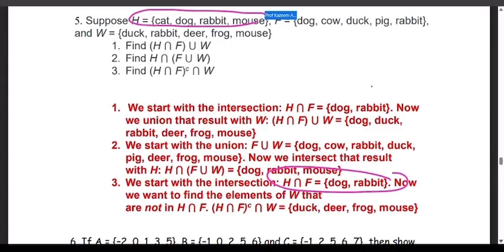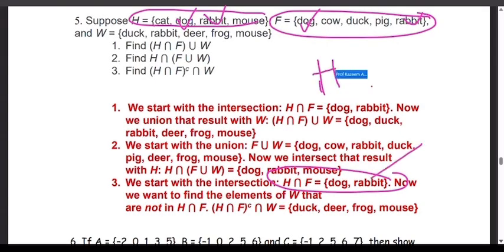This is F. So what do they have in common? They have rabbit in common. There's rabbit here, there's rabbit here, there's a dog here, there's a dog here. So they actually have rabbit and dog in common. After getting H intersect F, I now need to find the complement. After getting this guy, I also need to find the complement of what I just found.